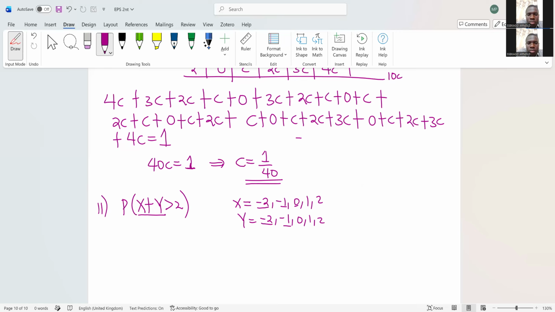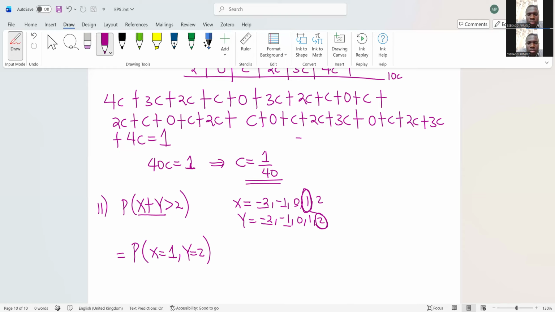And that is possible if X is 1. If I pick X equals 1 and Y equals 2, because 1 plus 2, I get a 3, and that is above 2. So the first possibility is the probability of X equals 1 and Y equals 2, because the sum of those two results in a 3 which is above 2.